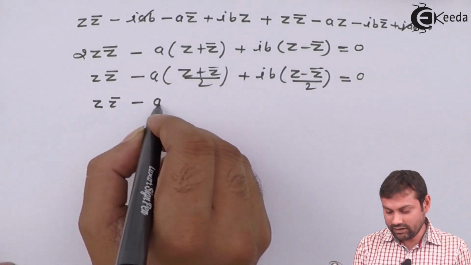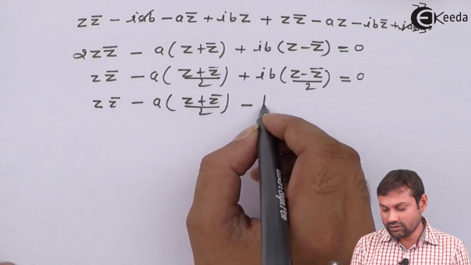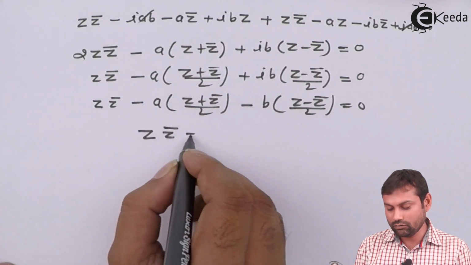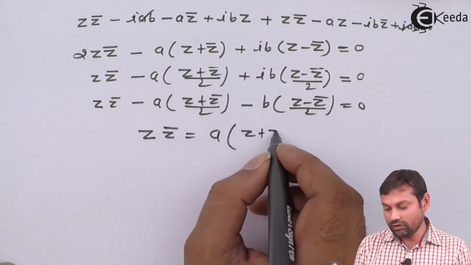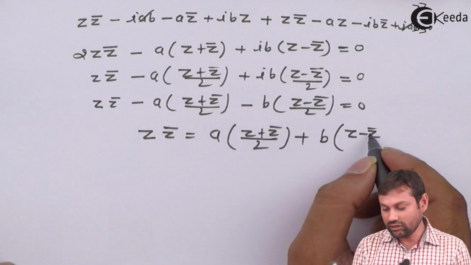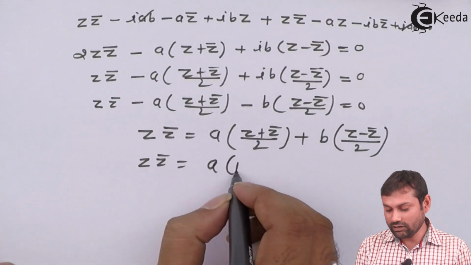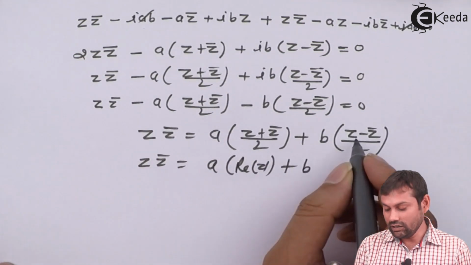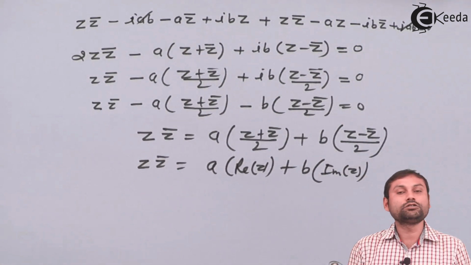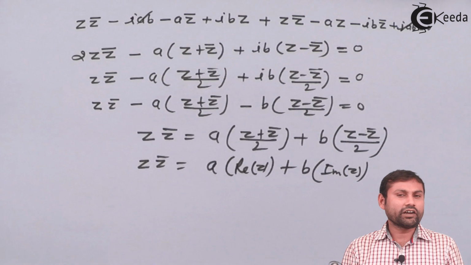So z bar minus A times (z plus z bar) upon 2 minus B times (z minus z bar) upon 2 equals 0. So z bar equals A times (z plus z bar) upon 2 plus B times (z minus z bar) upon 2 i. So see, z bar equals A into the real part of z plus B into the imaginary part of z. You can see how easily we can solve this equation using some properties of argument and the given conditions.